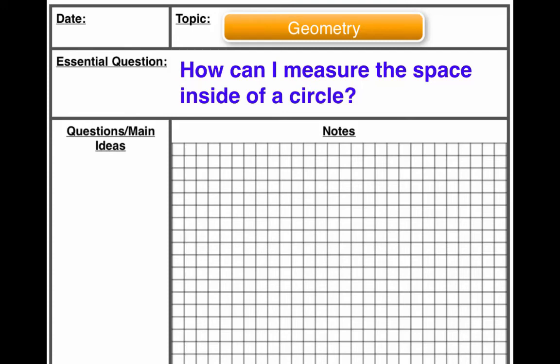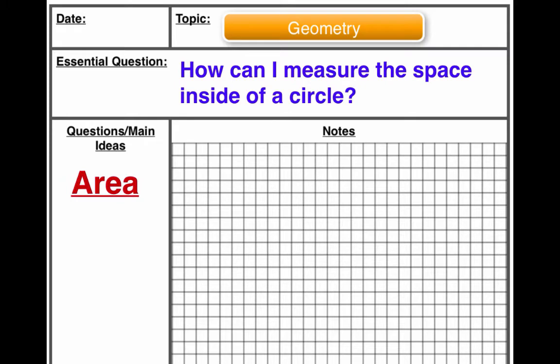Big essential question: how can I measure the space inside of a circle? We've done some prior videos on circumference, and circumference is the outside of the circle, but area is the inside of the circle, and the strategy of measuring that is different than circumference. So we're going to get into the details of that.